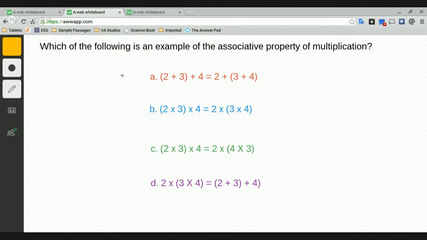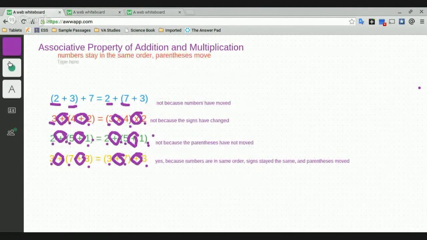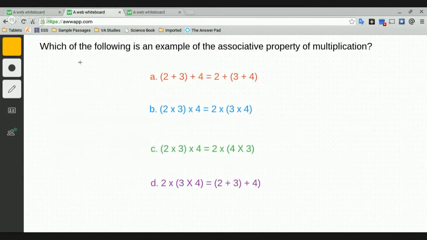So now let's move on to another example. Now we want which of the following is an example of the associative property of multiplication. So remember, we're looking for the numbers to stay in the same order, the parentheses to move, and the signs to stay the same. So here we are. You have 4 choices. Pause it here and see which one is correct. Alright, so hopefully you paused it and worked it out. Let's work through this. We're looking for the associative property of multiplication here.